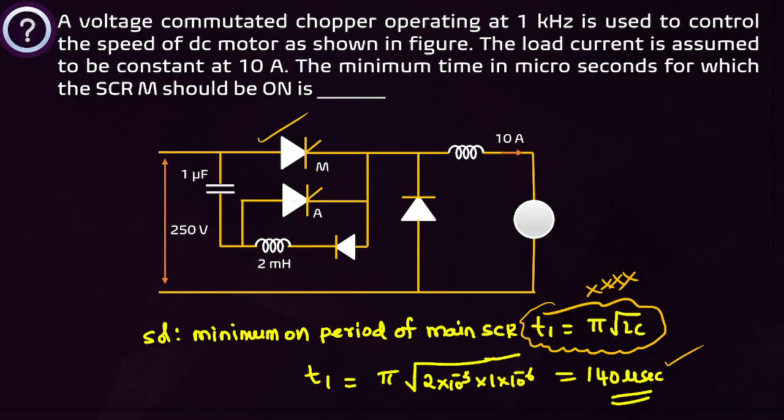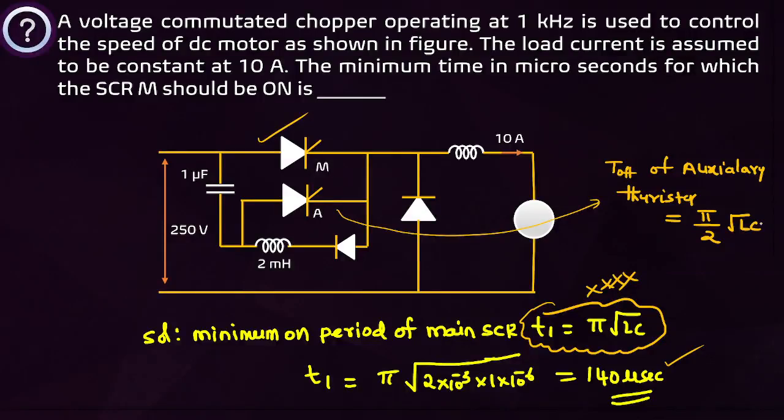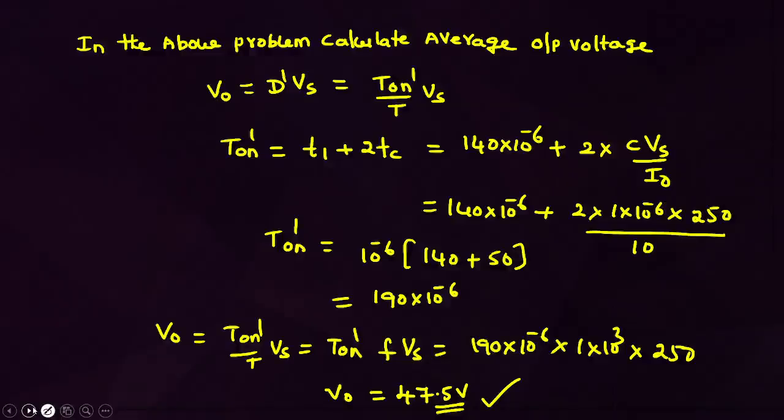In a voltage commutated chopper, what is the half time of the auxiliary thyristor? Half time of the auxiliary thyristor, students. This is also important. Auxiliary thyristor. The half time of the auxiliary thyristor is equal to pi by 2 into root LC. Pi by 2 into root LC. This also you have to remember.